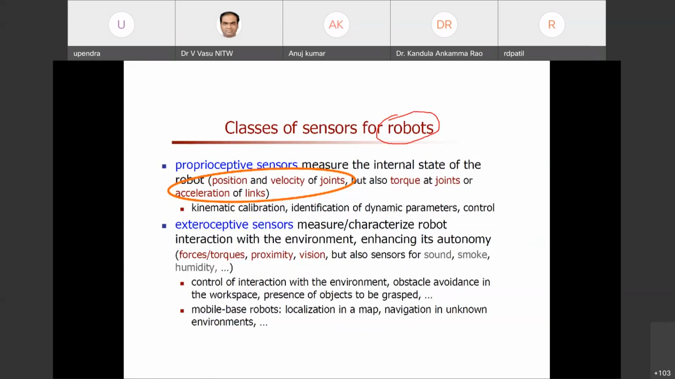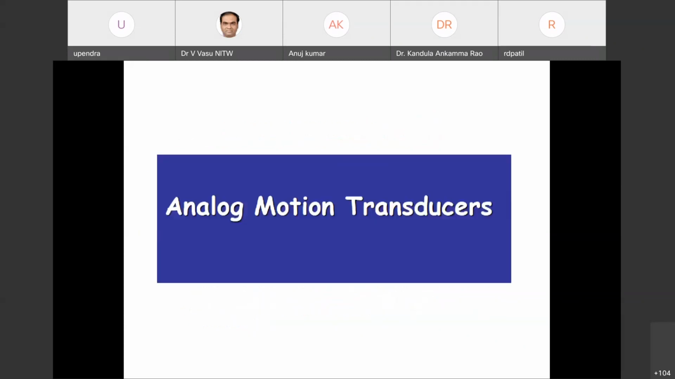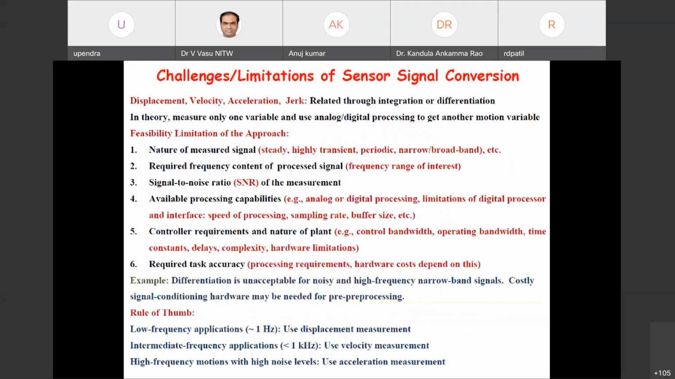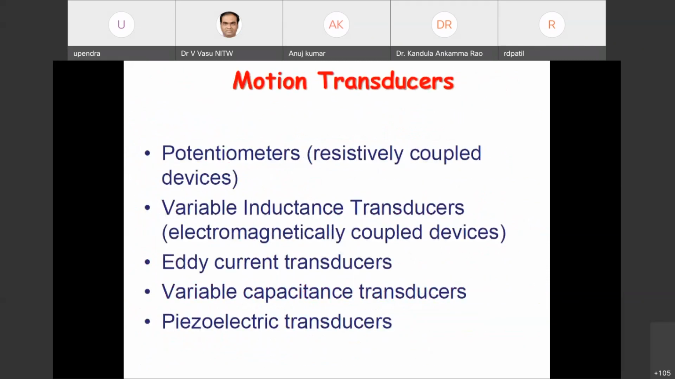As I already explained, we have two different categories of sensors in the system: internal sensors and outer sensors. First we will discuss the different internal sensors which are required. These internal sensors are the potentiometers, variable inductance transducers, eddy current transducers, and variable capacitor transducers, which are mainly used.